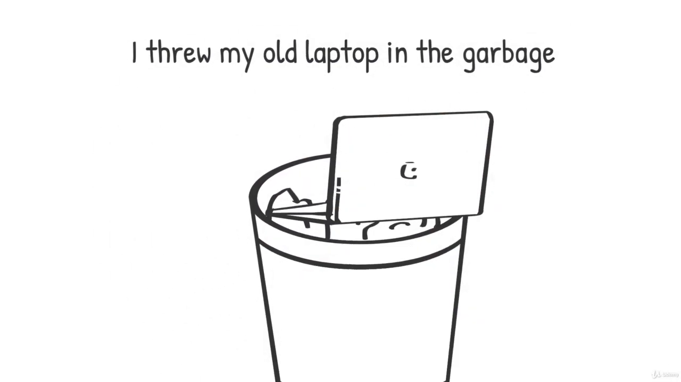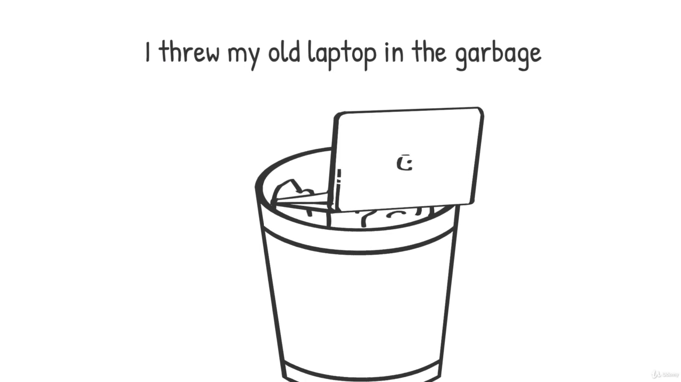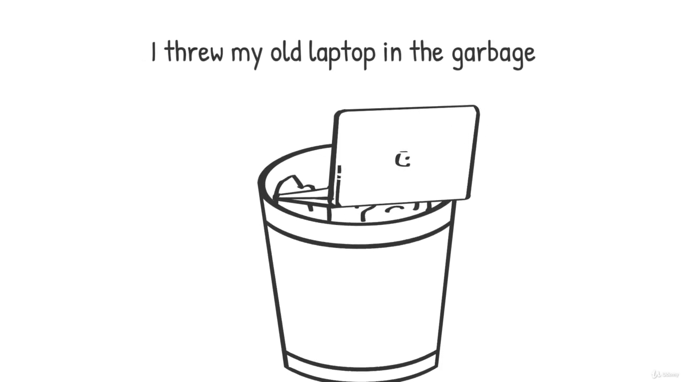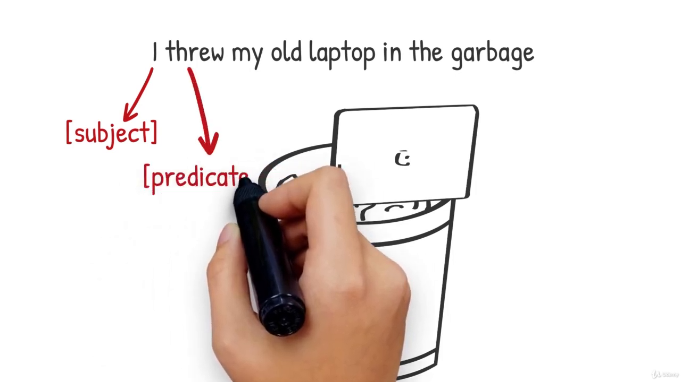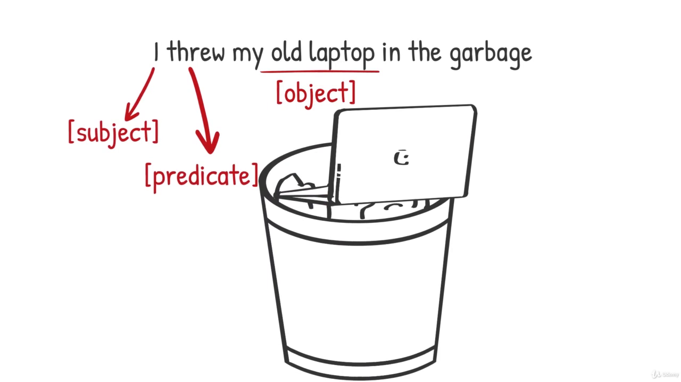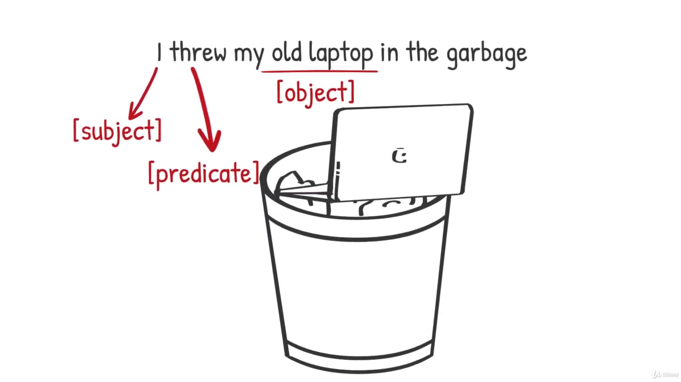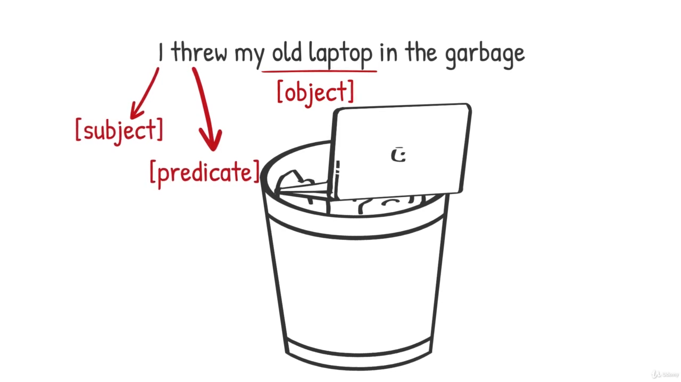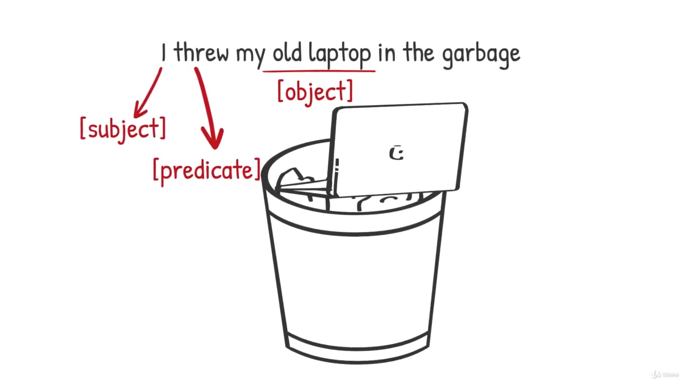I threw my old laptop in the garbage. Who is the subject? I is the subject. Threw is the predicate. And my old laptop is the object. The action goes from me to the laptop. The laptop receives the action.